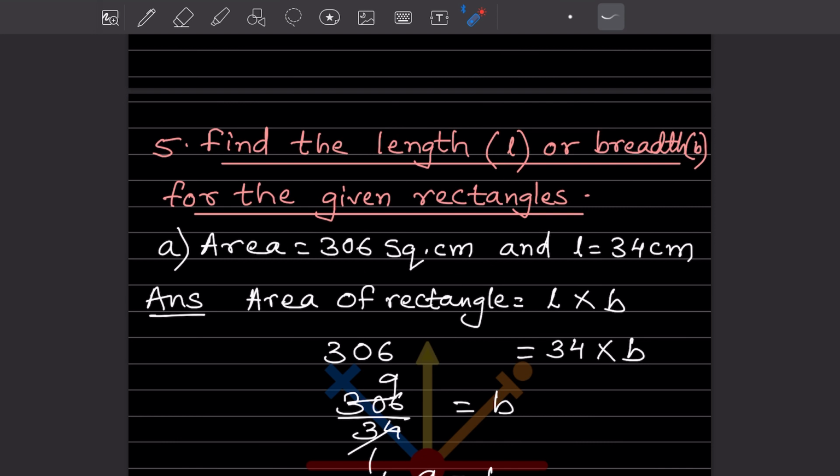So here what does it say? Find the length or breadth for the given rectangle. Area is given and the length is given. So you have to find a here. So it can be length or breadth. So here the length is given, which means you have to find the breadth.